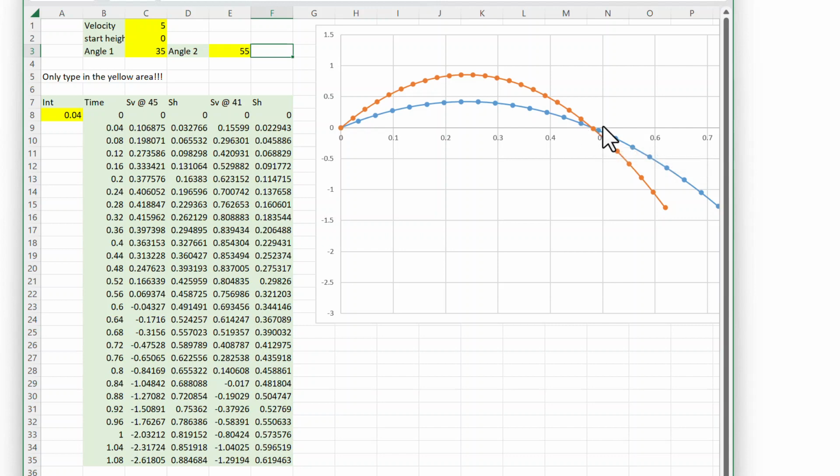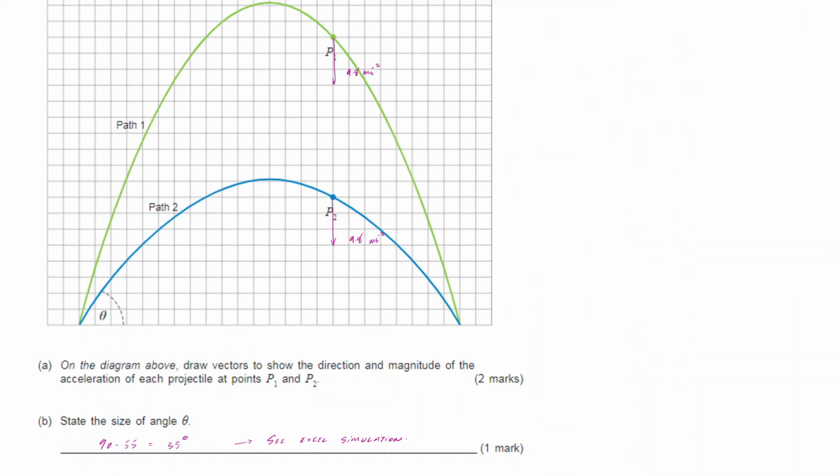And there is an actual derivation for it, but it's highly complicated and not part of the course anymore. But there is a bit of a proof there. So it's a very old question that they recycled, but all you need to know is that the two angles, when you add them up to 90, will have the same range.